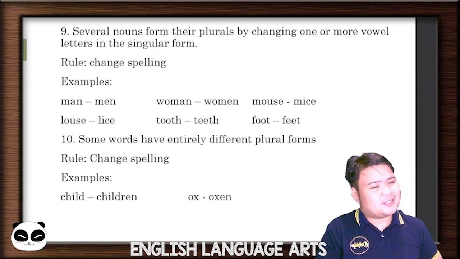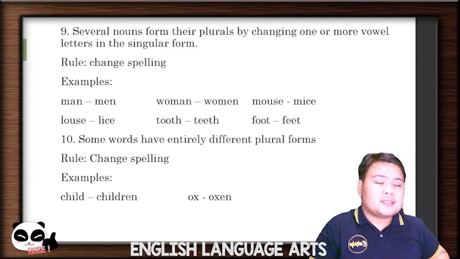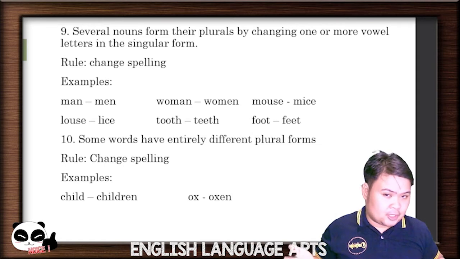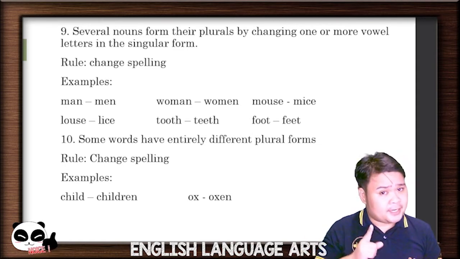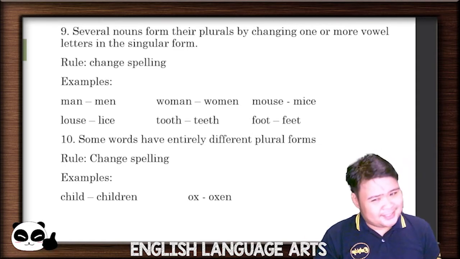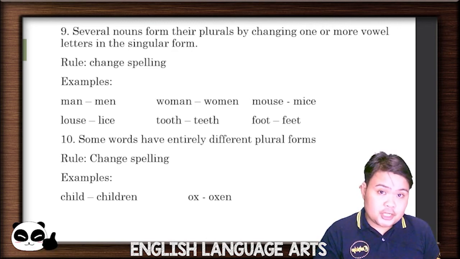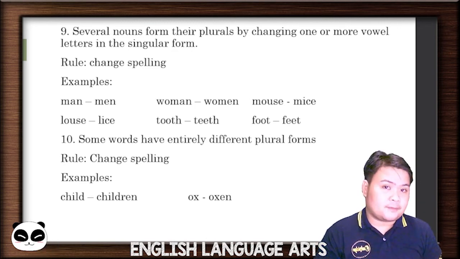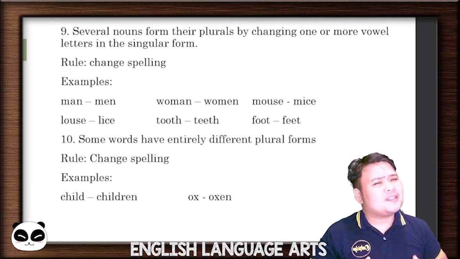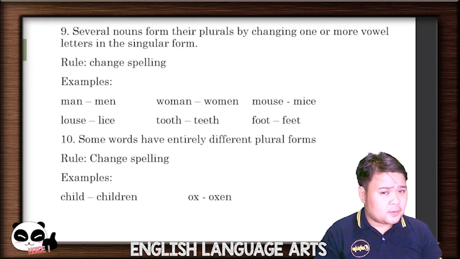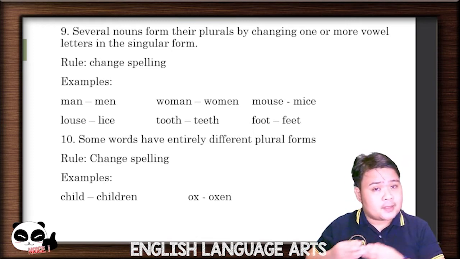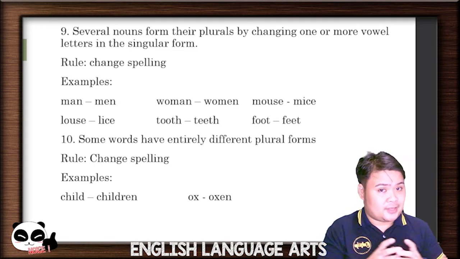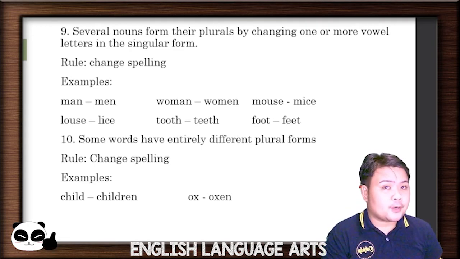And another, which is also not mentioned in your books, sometimes you do not change the spelling at all. Take, for example, deer. The plural of deer is just deer. The plural of sheep is just sheep as well. Alright? Okay. Now, these are the different rules that you have to follow when you'd like to turn a noun into the S form or the plural form.